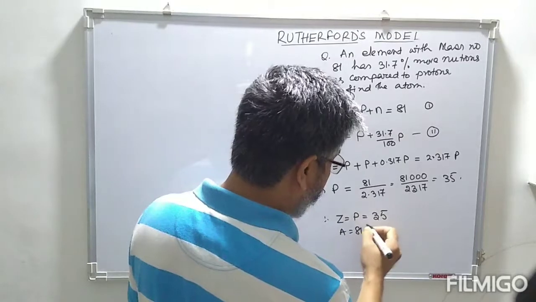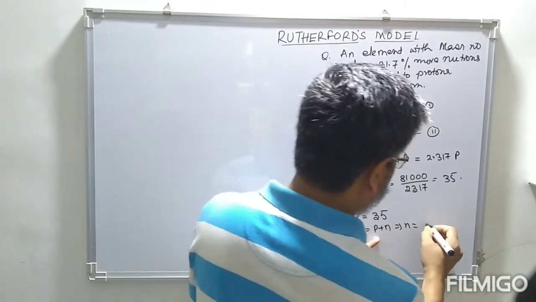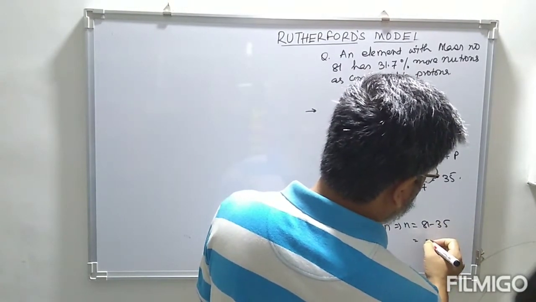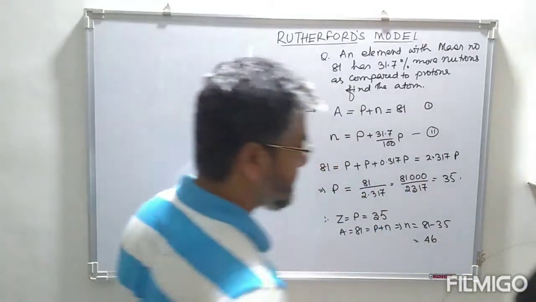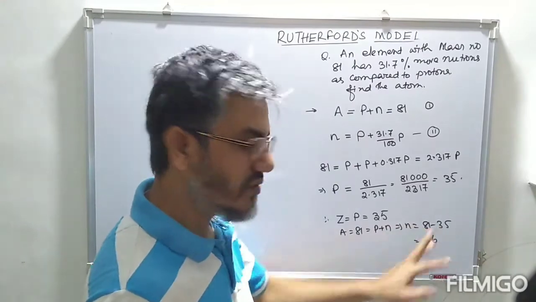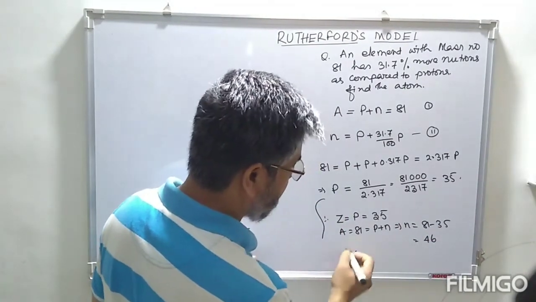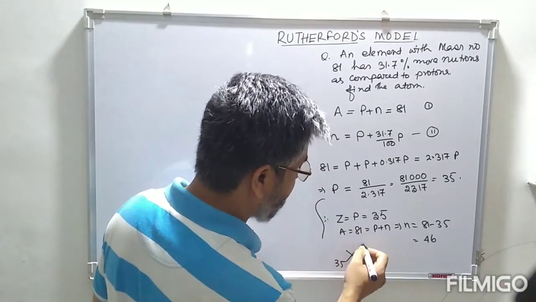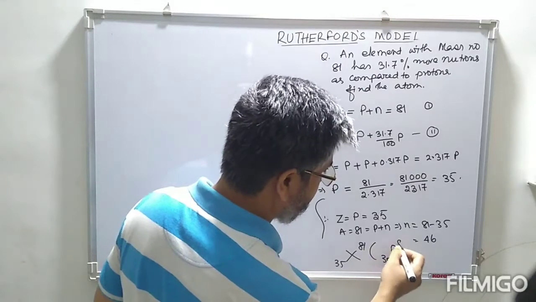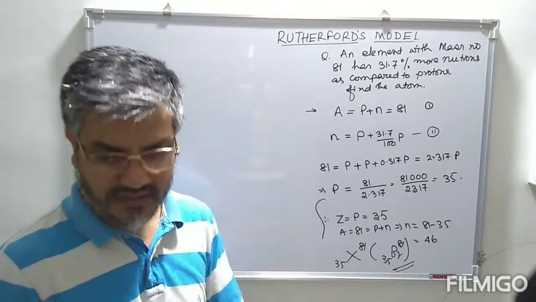Mass number, that is 81, is equal to proton plus neutron. So therefore, the number of neutrons is 81 minus 35. So that is 46. So we have the number of neutrons greater than the number of protons. So the element is X, atomic number 35, mass number 81. This is nothing but bromine. So this is how we define the atomic number from the given condition.